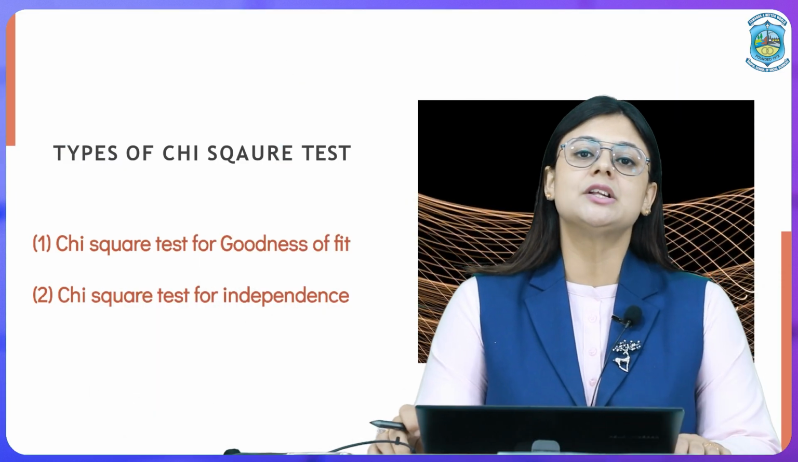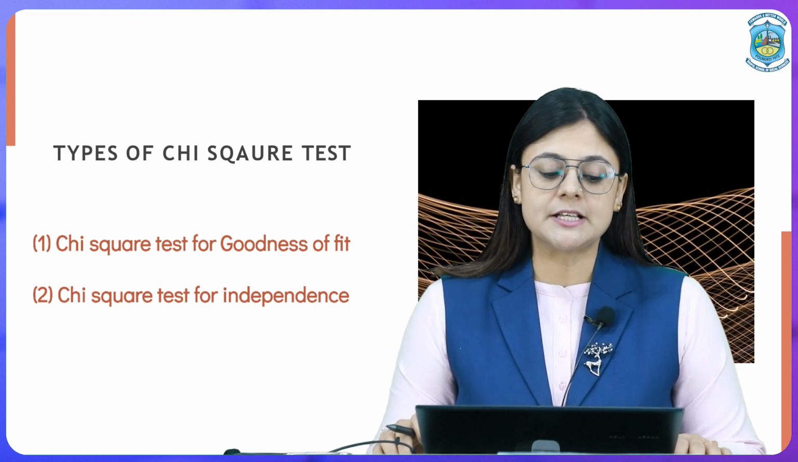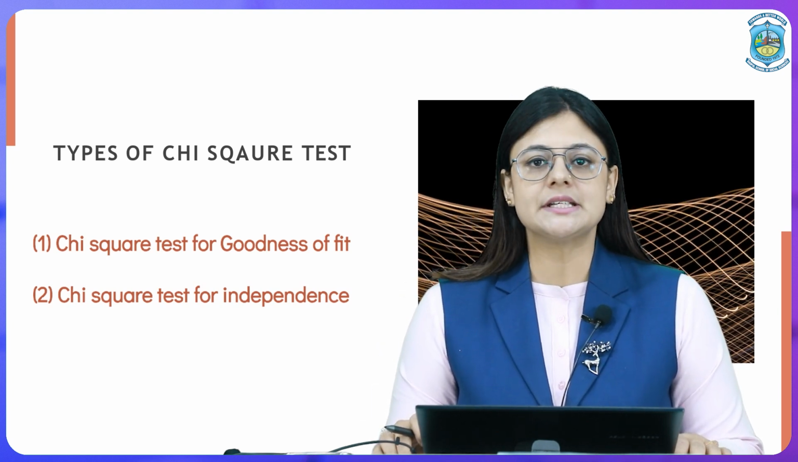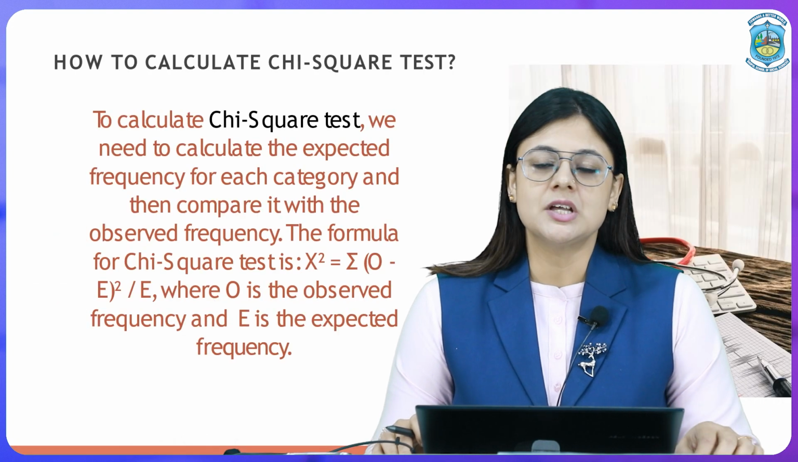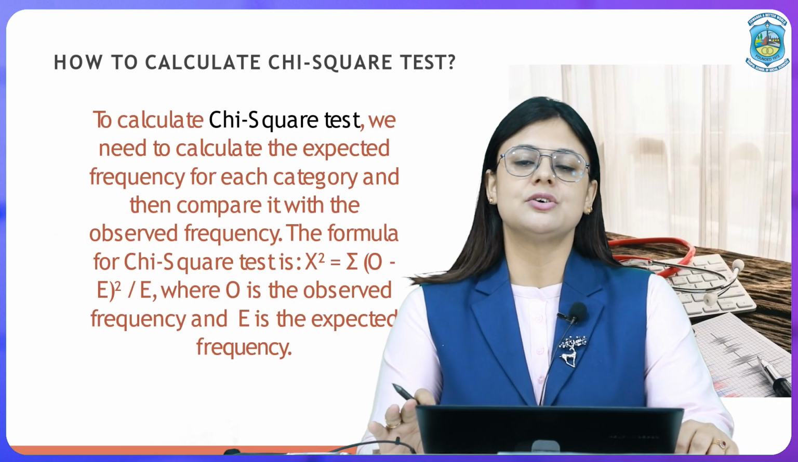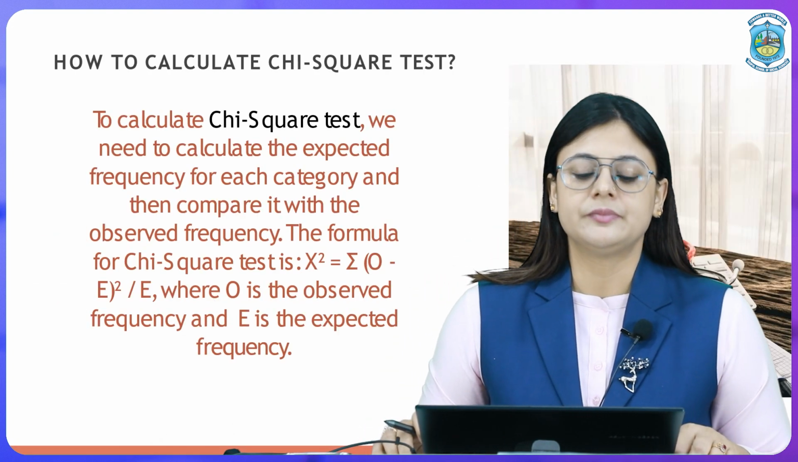So as we know, there are two types of chi-square test. The first one is the chi-square test for the goodness of fit, and the second one is the chi-square test for independence. So in this module we are going to concentrate only on the goodness of fit test, right.